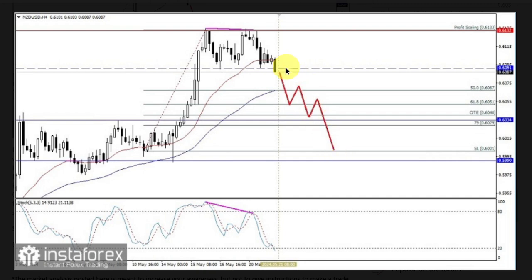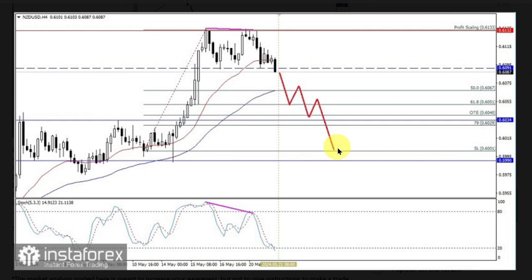Where the 0.6067 level will try to be tested and broken downwards. If this level is successfully broken downwards, the kiwi will continue its decline to 0.6040. And if the momentum and volatility are supportive, then 0.6001 will be the next target to be aimed at.